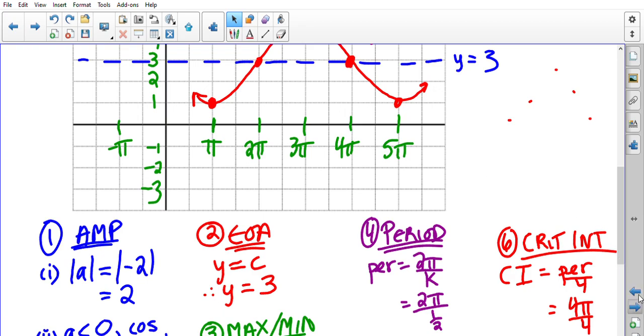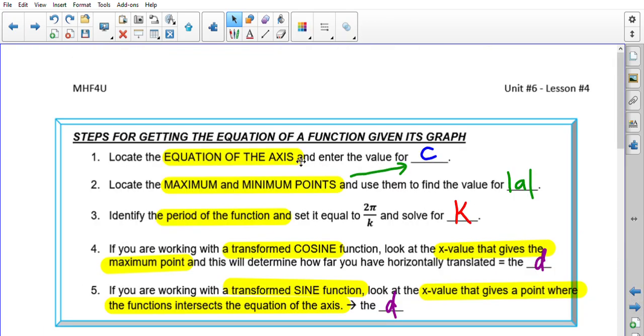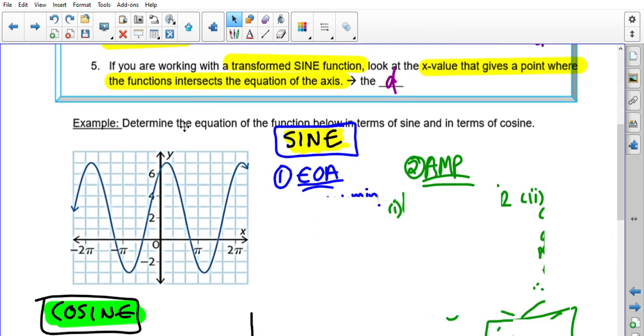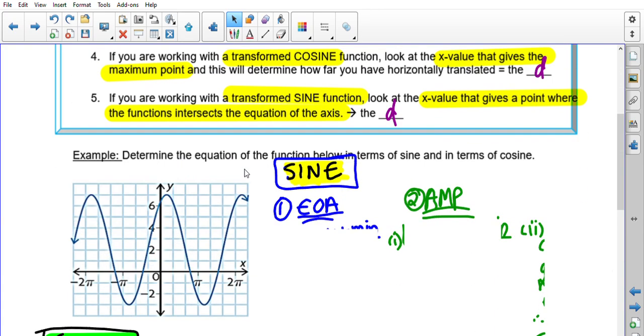All right, let's try a few more. So remember, follow all the same process. If I gave you a graph, and then I ask you to find the equation, so now we're going vice versa, okay? So for example in this question here, determine the equation of the function below in terms of sine and cosine. So I need to find the equations for this graph. And by the way, there is an unlimited amount of equations that you can use.